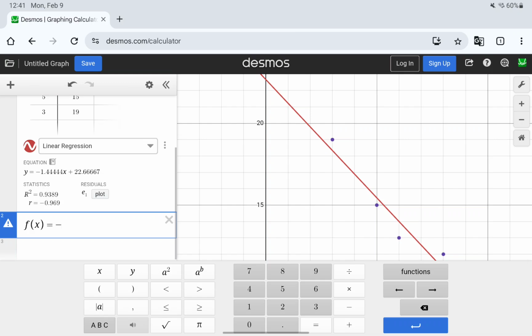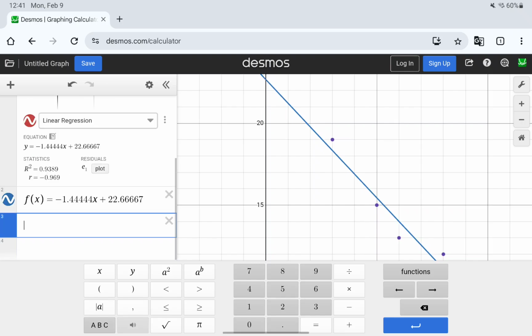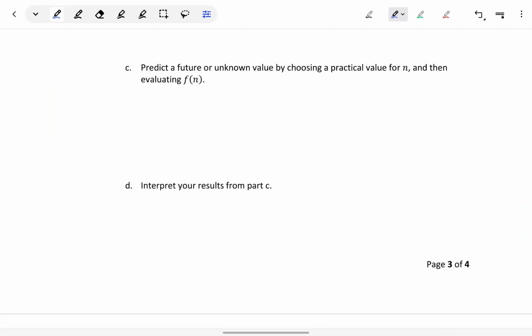And I'm going to retype my model using function notation, so that now I can quickly evaluate this model for different values of x that I might substitute in. So for instance, we could evaluate f(4), which would give us 16.8889. So if we evaluate f(4), we get approximately 16.8889.